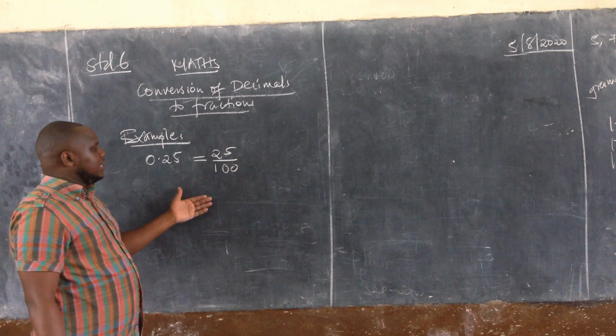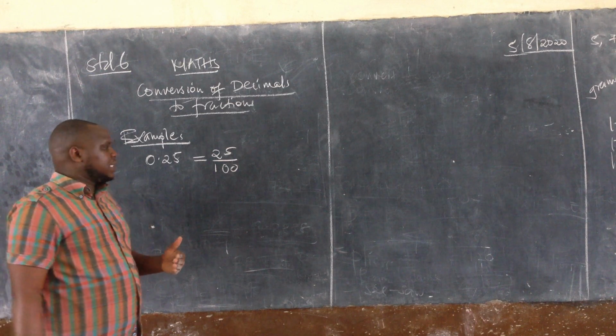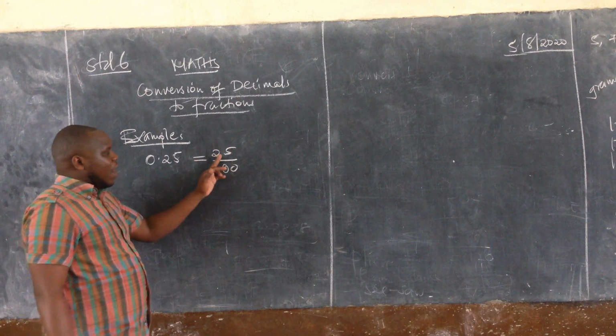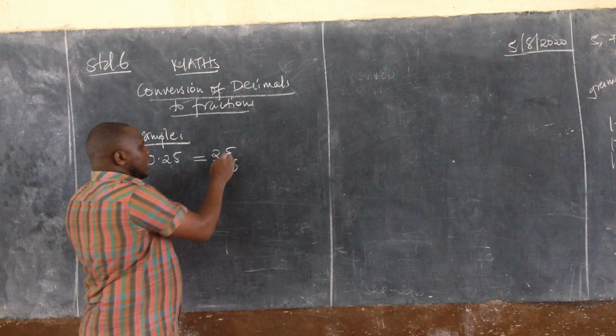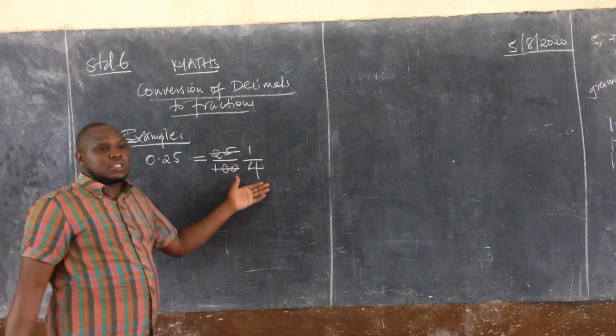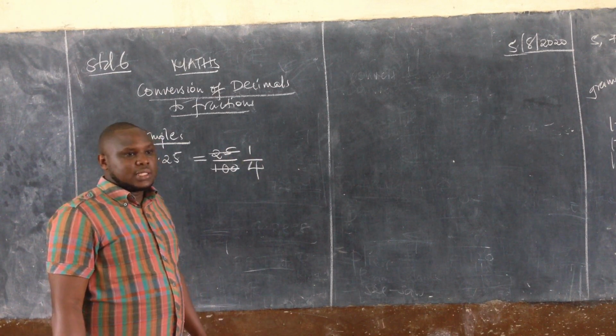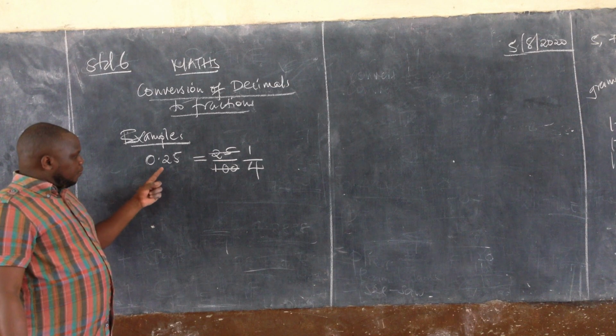You are supposed to simplify this, whereby you look for the common divisors of this particular fraction. So how many times does 25 go into 100? By 25, 1; by 25, 4. And so your answer in this case is going to be 1 over 4. 1 over 4 becomes your answer. See where it came from?